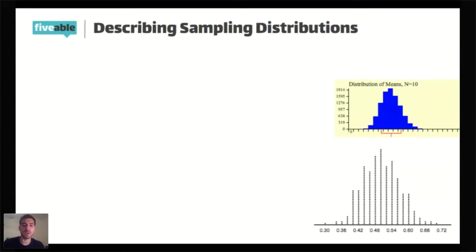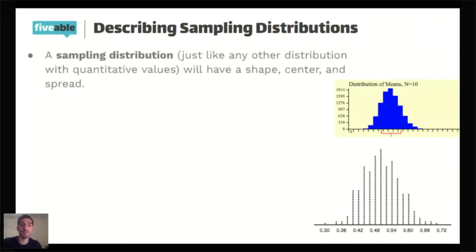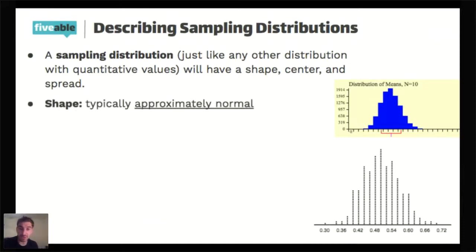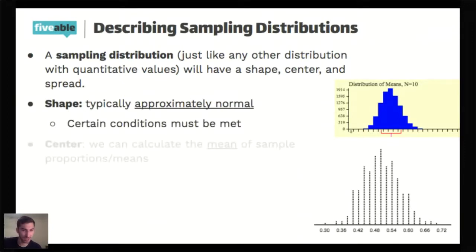And what we are going to be often asked to do in AP Stats is describe the sampling distribution that would come from a certain scenario. And because the graph of x bars or p hats is a dot plot or a histogram, if you will, it's going to have shape, center, spread. And we saw that the shape ends up being approximately normal with certain conditions being met. We'll go over those conditions in just a second.